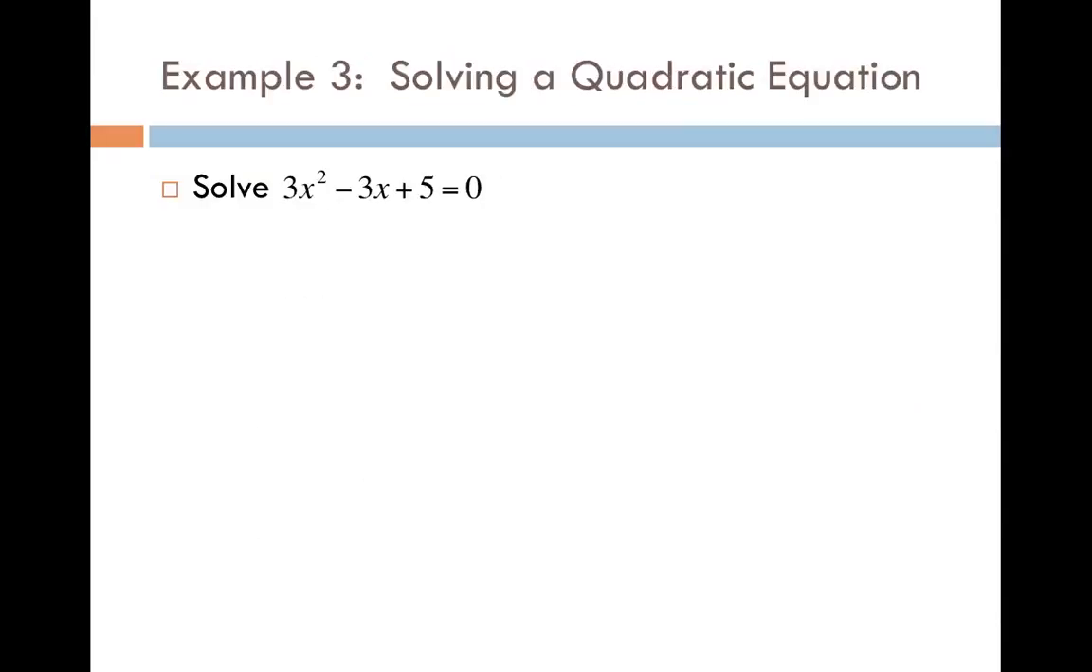All right, let's take a look at another example. So here we're solving the equation 3x squared minus 3x plus 5 equals 0.